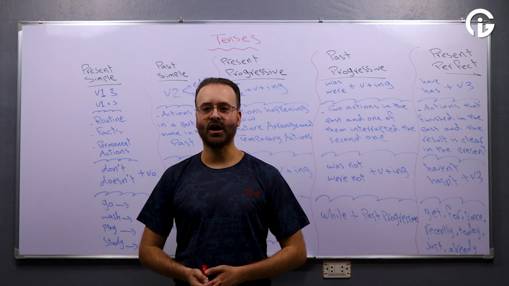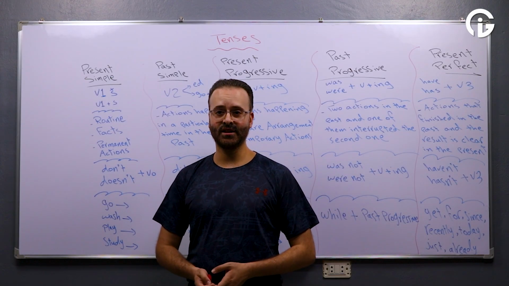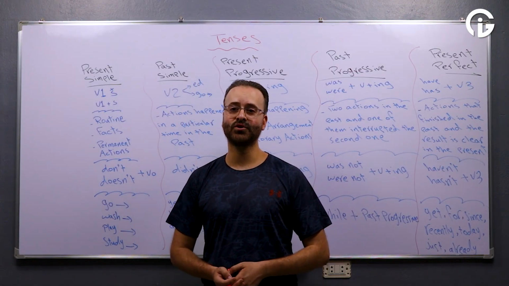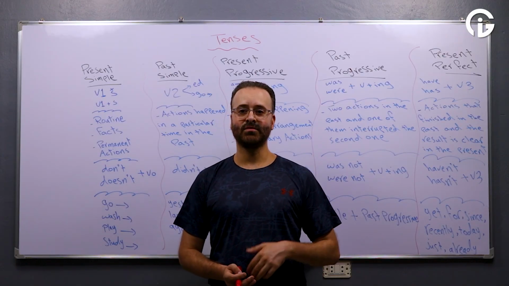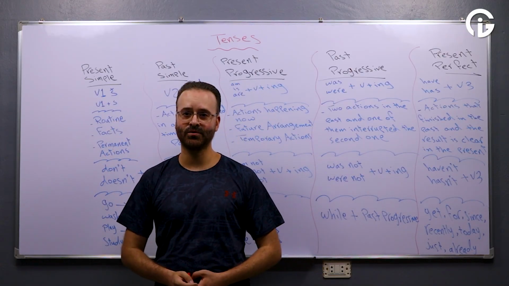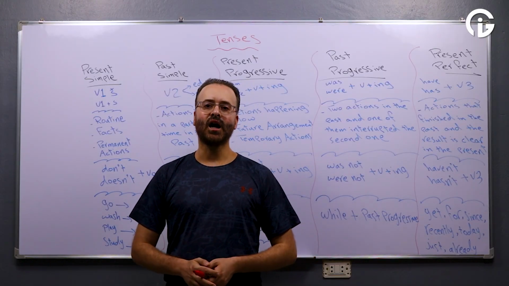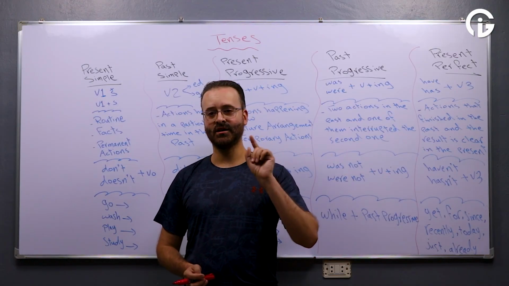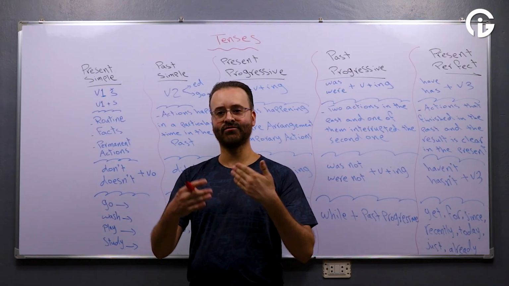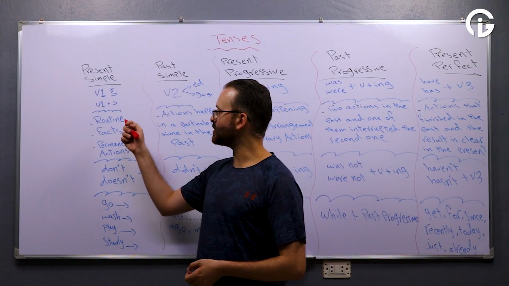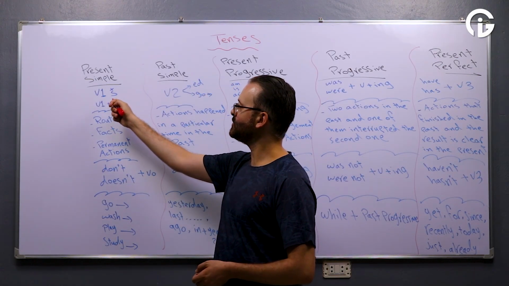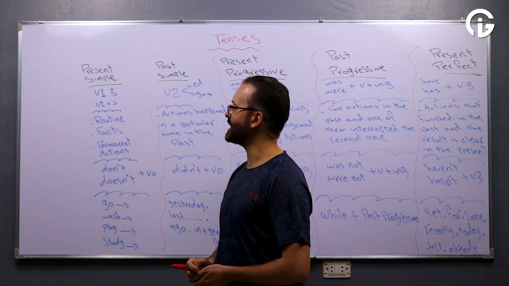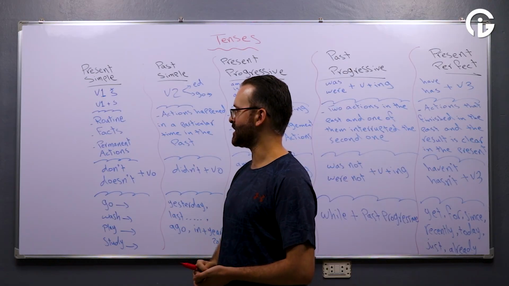I help my mom after school every day. Here we have the word every. Every day indicates that we have a routine or habitual action. Sometimes we can say, I play tennis once a week. Once a week means one time in the week, so here we also have a habitual action. So when we have routine or habitual action, we use the simple present. We add s to the verb or we put verb 1 without s.